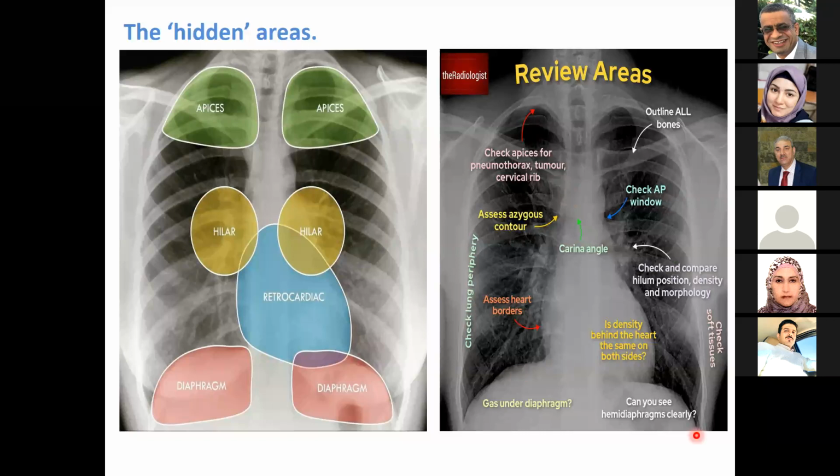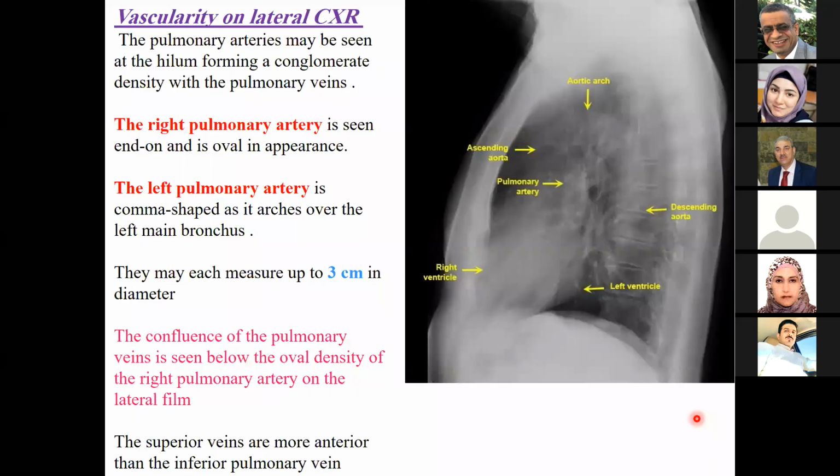Vascularity on the lateral chest X-ray. The pulmonary artery may be seen at the hilum forming conglomerate density with the pulmonary veins. The right pulmonary artery is seen end-on and is oval in appearance. The left pulmonary artery is comma-shaped as it is arched over the left main bronchus. They may each measure up to 3 cm in diameter.